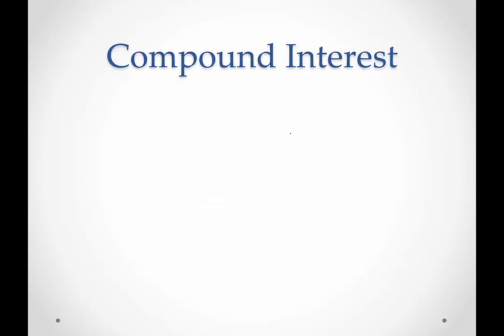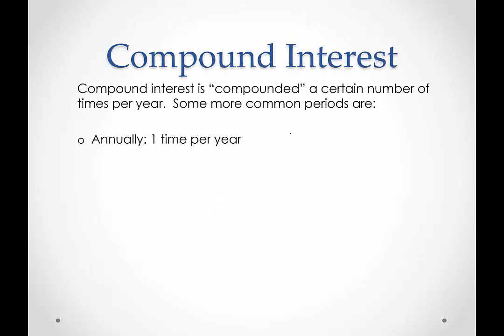Okay, so let's talk about that new variable n. Compound interest is compounded a certain number of times per year, and there are some common periods. Annually is once a year, and if you plugged 1 into that formula, you would end up with the compound interest formula when it's compounded once a year. You would have future value equals present value times 1 plus r over n, where n would be 1, so that'd be 1 plus r to the n times t, where n is 1, so it would just be to the t. We saw that formula in the last video.